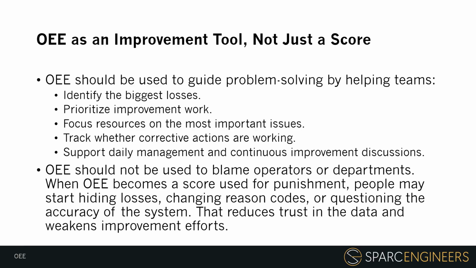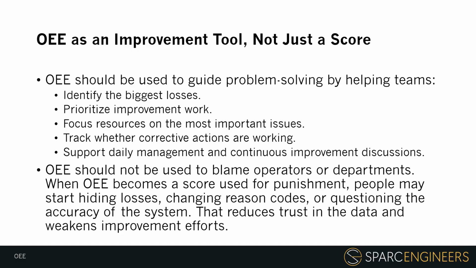Third, OEE helps teams focus resources on the most important issues. Maintenance, engineering, quality, supervision, and operations all have limited time. OEE helps make sure those resources are directed toward the problems that matter most. Fourth, OEE helps teams track whether corrective actions are working. If a team implements a countermeasure to reduce downtime, speed loss, or scrap, the OEE data should show whether the action had the expected effect.